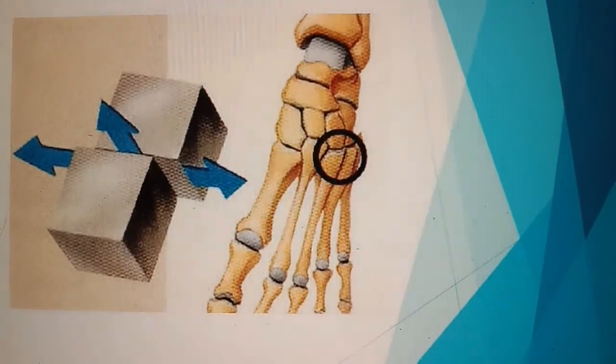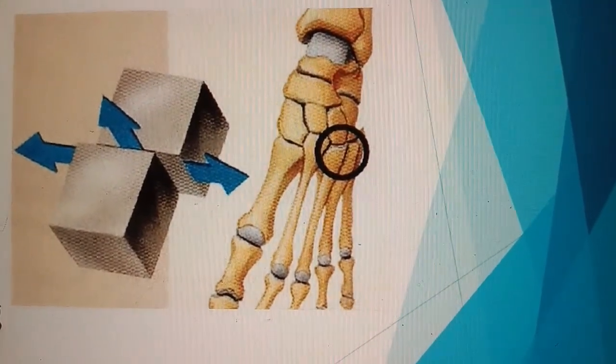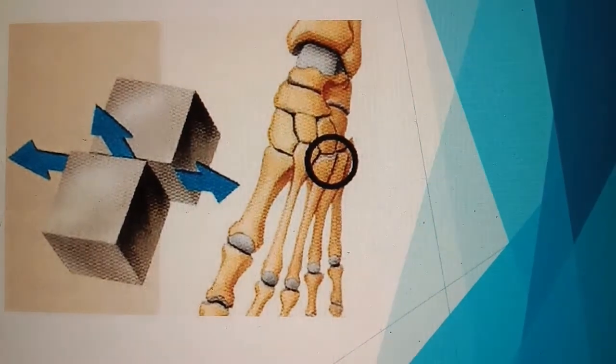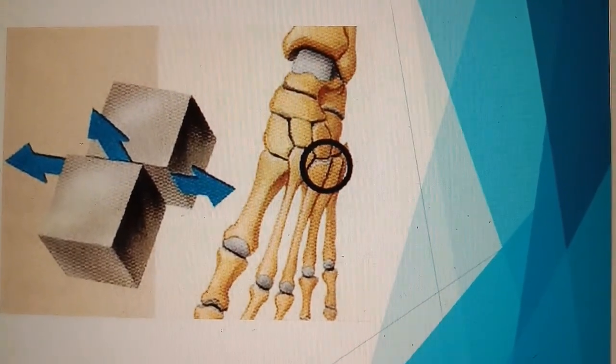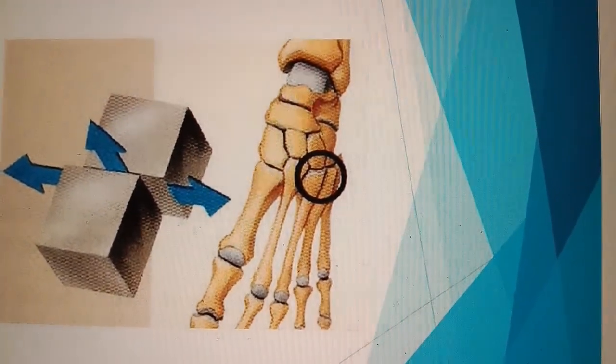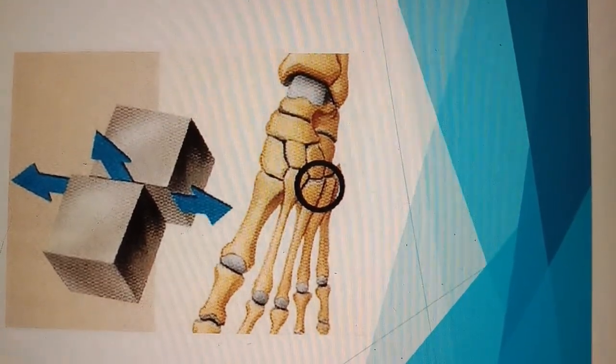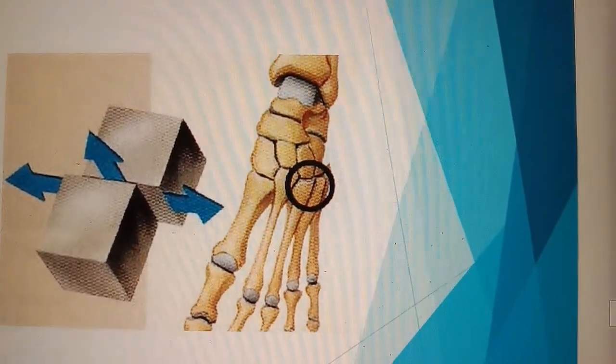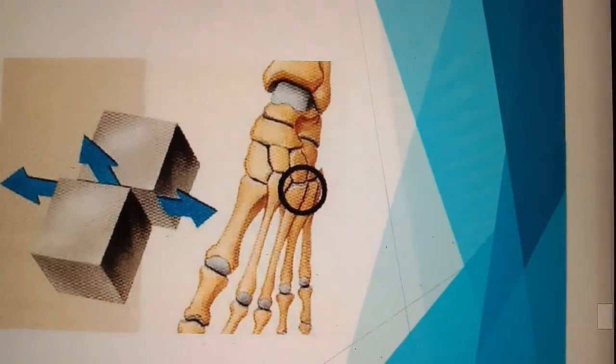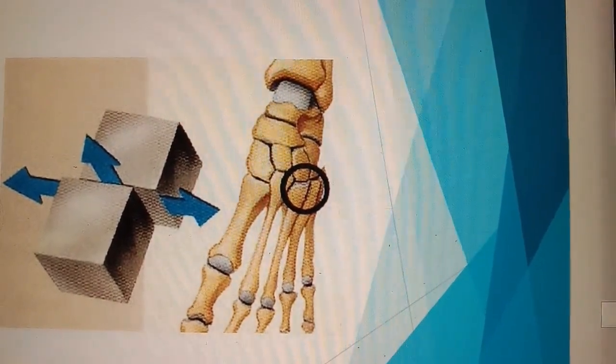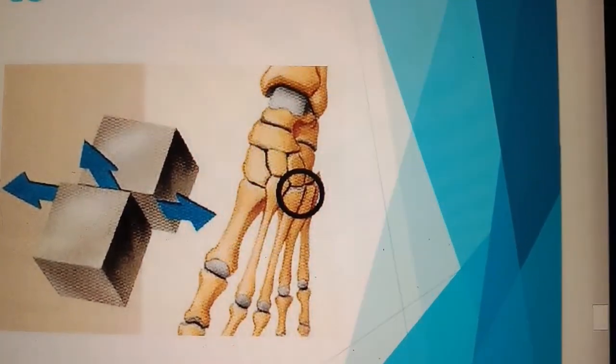Saddle. This type of joint occurs when the touching surfaces of two bones have both concave and convex regions, with the shapes of the two bones complementing one another and allowing a wide range of movement.